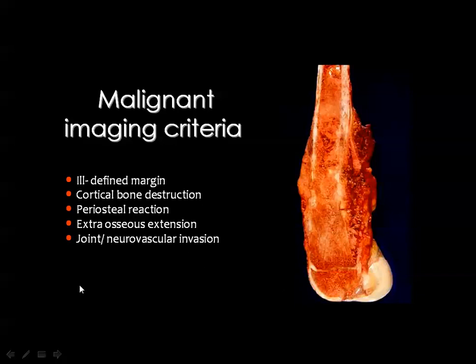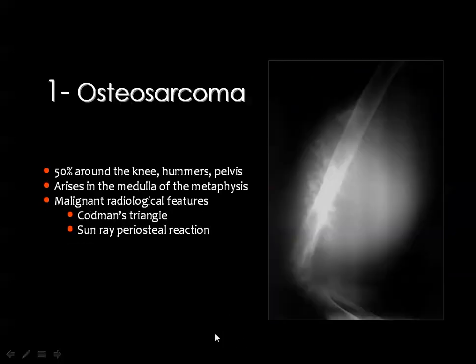The lesion is destructive. There is an ill-defined margin. There may be, or sometimes you can see, periosteal reaction as well as an extraosseous soft tissue component, and consequently this extraosseous invasion may invade the neurovascular bundle or the adjacent joint.